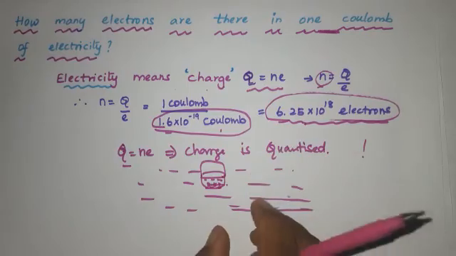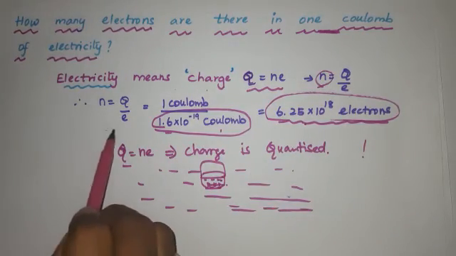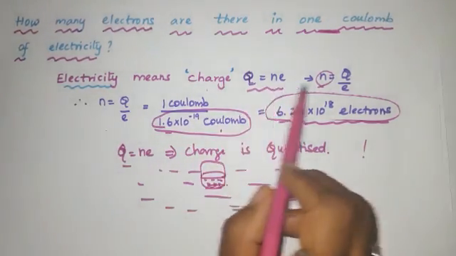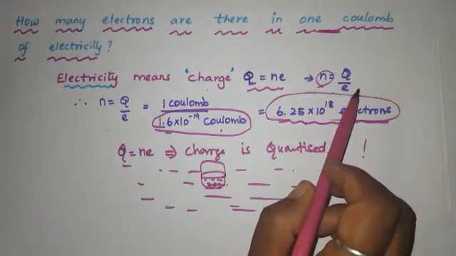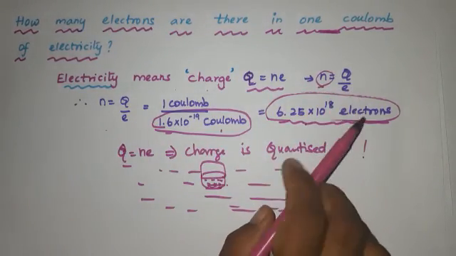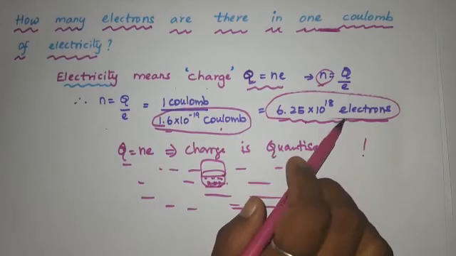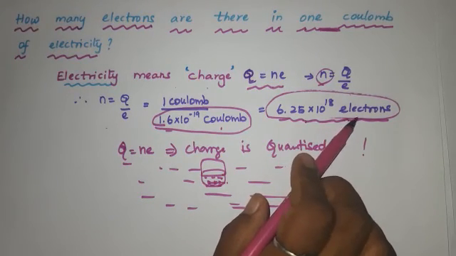I hope you all understood this. For the exam, just remember this point: Q is equal to Ne, so N is equal to Q by e. This question can be asked in CBSE as well as PUC as a 2 or 3 mark question.